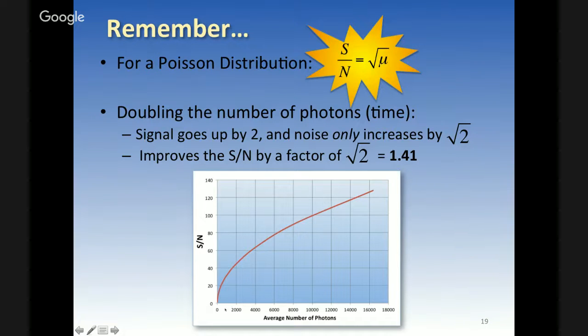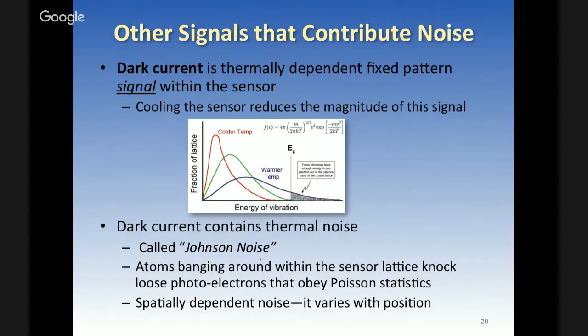If we plot the average number of photons that we get against the signal to noise, you can see in this plot that it gets bigger and bigger. The more photons we collect, the higher the signal to noise gets as a function of time. Up here it starts to reach a point of diminishing returns, and we'll come back to that in a little while. There are other signals that contribute noise; we've only talked about photon noise at this point.